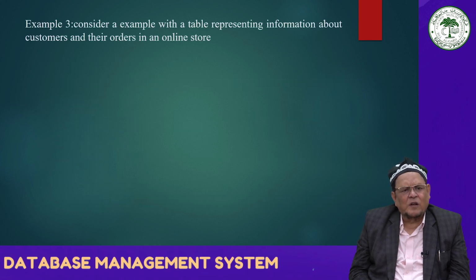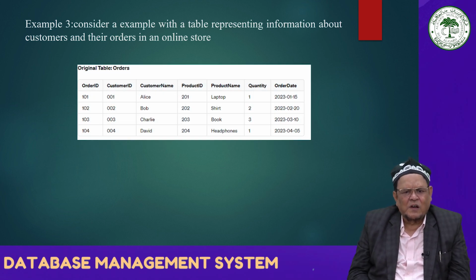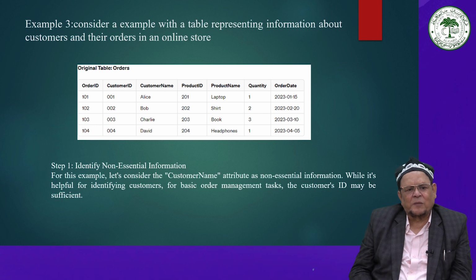For the third example, I've taken a table representing information about the customer and their order in an online store. So here the attributes are about 7: order ID, customer name, product ID, product name, quantity, and order date. Okay, you check step by step.